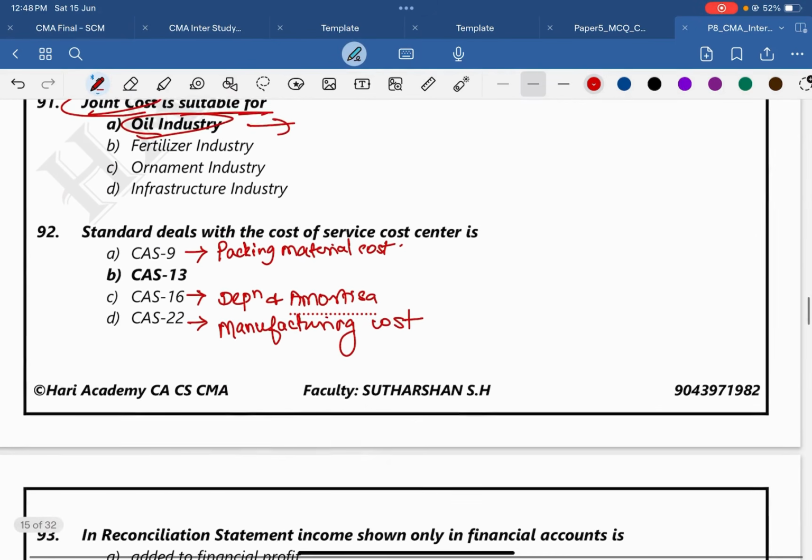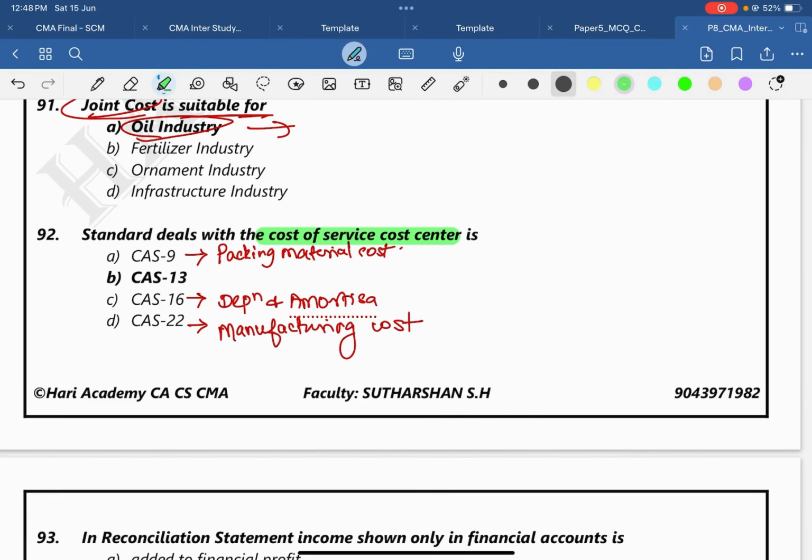The standard deals with cost of service cost center. Service cost is nothing but cost 13. Cost 9 is packing material cost. Cost 16 is depreciation and amortization. Cost 22 is manufacturing cost. Okay, remember like this. P9 is nothing but packing material cost.